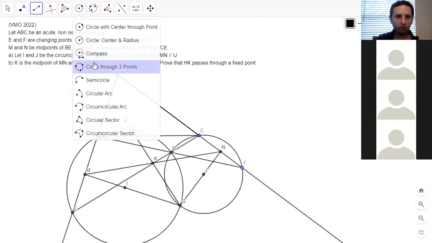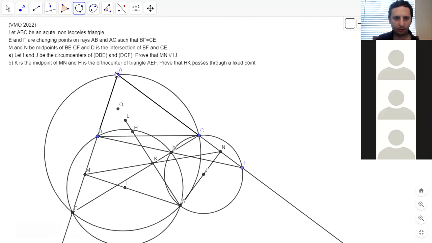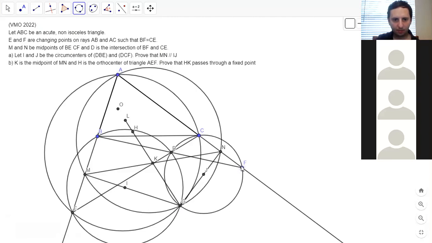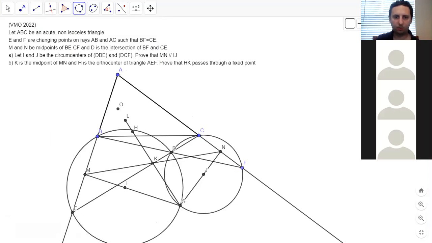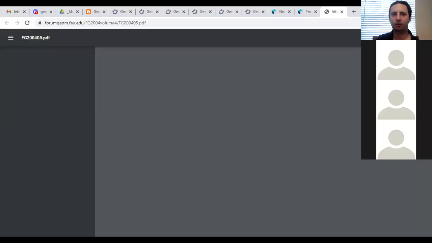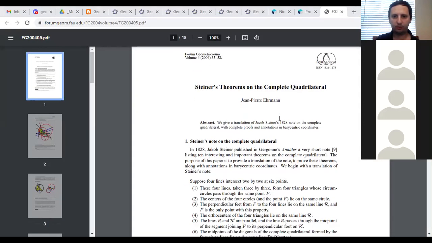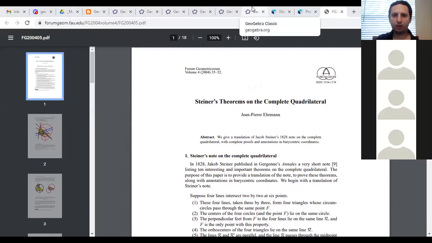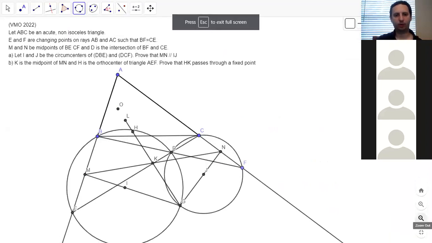Okay, so basically since G is the Miquel point, we know that these are all cyclic, right? Sorry, I probably don't need to draw all those. I'm going to erase it. Okay, so let's see. Just opening up that article. So this is a paper, Steiner's theorem. So okay, there's a bunch of orthocenters that are collinear, is what you're saying.